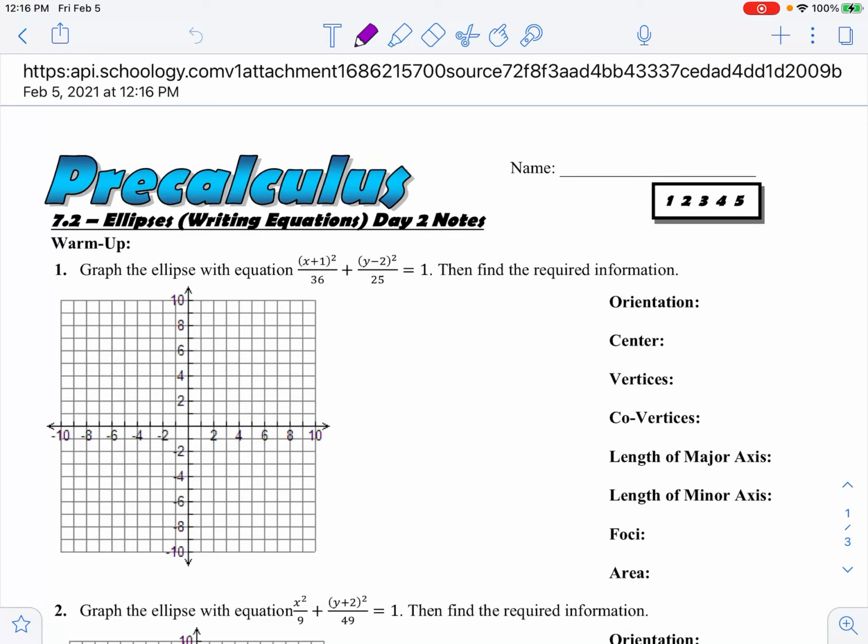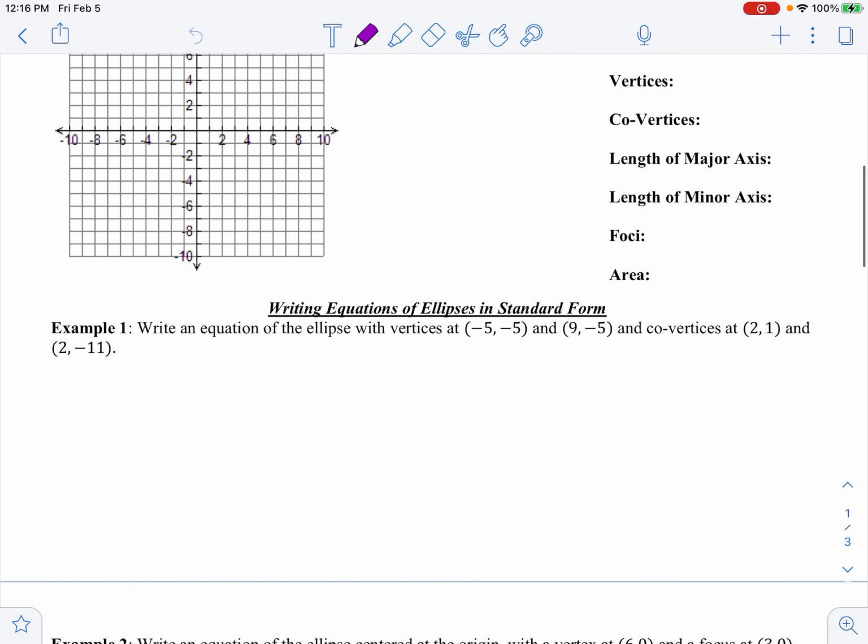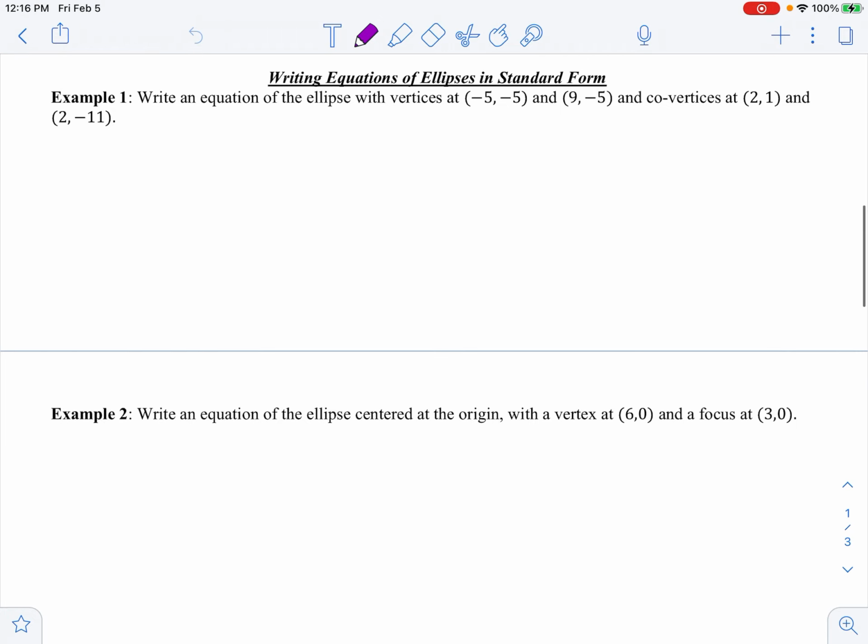All right, so this is day 2 of ellipses, which is writing equations. The beginning starts with graphing. So what I'm going to do is actually move past that, do the writing in case that's why you're watching this video. And at the end, I'll do the graphing if you're looking for extra help on graphing.